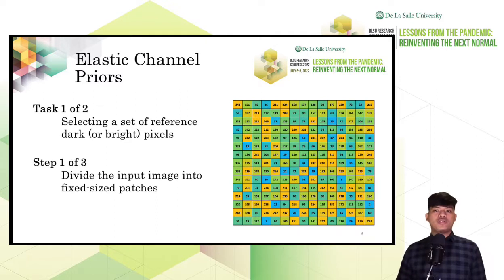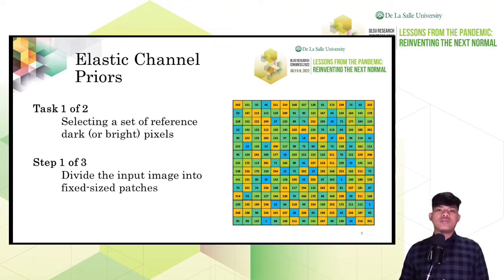A trivial approach to selecting dark or bright pixels would be to simply sort all the pixel values and select the lowest or the brightest pixels. Doing so, however, would lead to redundant clusters of dark or bright pixels.